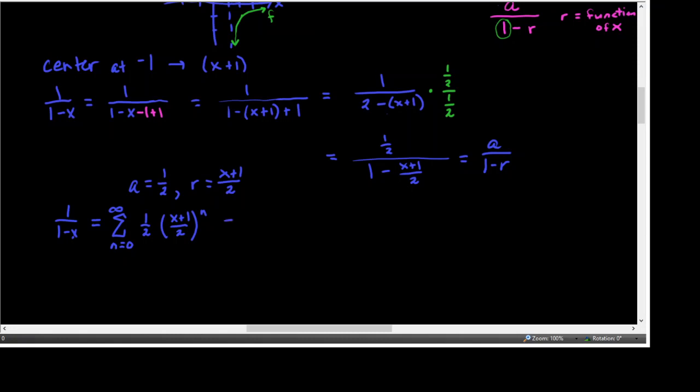And of course, if we expanded that out, there would be a 1/2 we could pull out in front, and we would have, if we put in 0 for n, x plus 1 over 2 to the 0 is 1, plus, now put 1 in for n, and we get x plus 1 over 2 to the first. And put 2 in, and we'll get x plus 1 squared over 2 squared, which is 4.